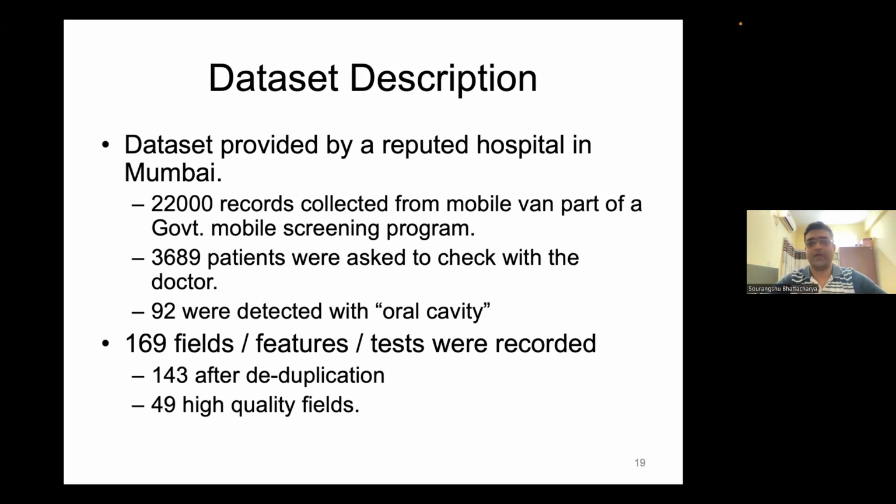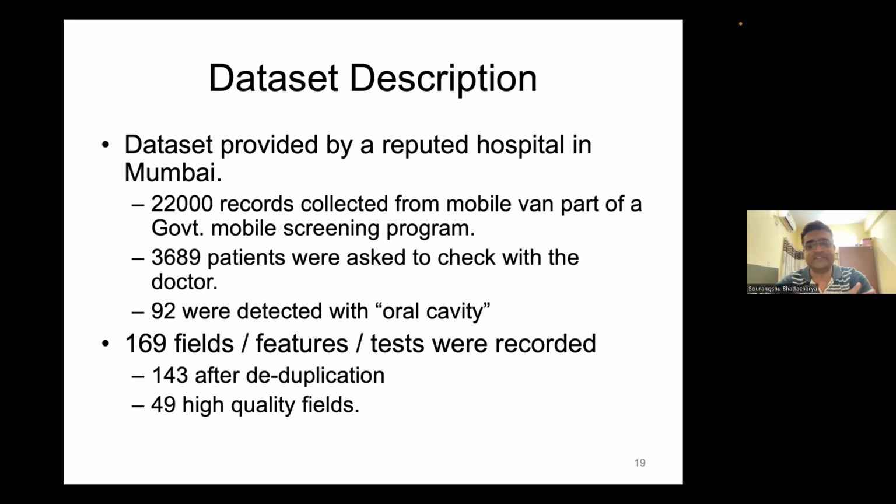This was part of a government funded mobile screening program where they collected about 22,000 records from a mobile van, basically of suspected people who would get esophageal cancer. After the initial screening, about 3689 of the patients were asked to check with the doctor. Then 92 were finally detected with oral cancer. So this is our data set.